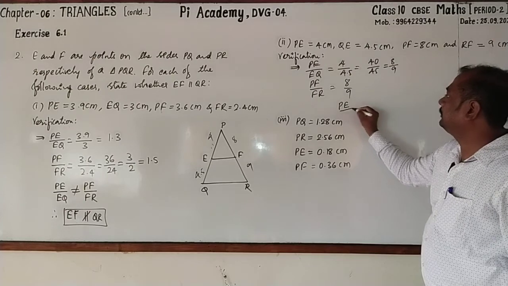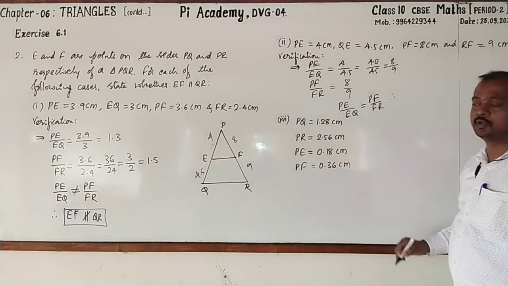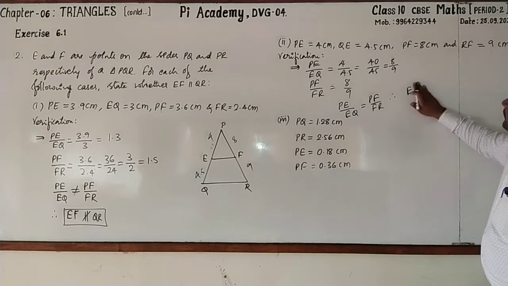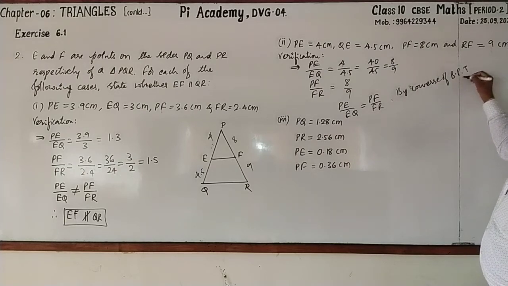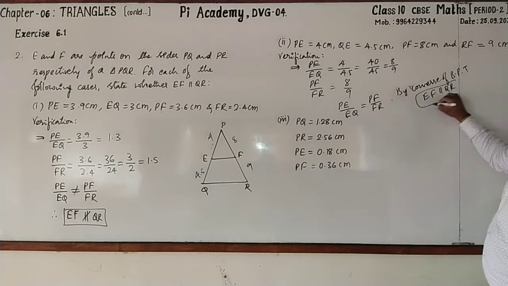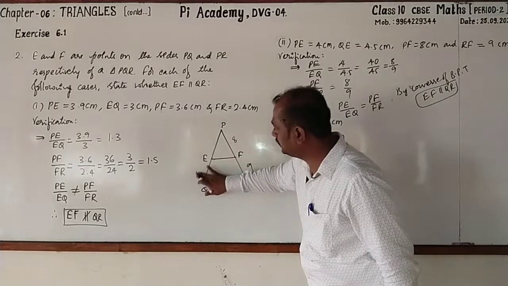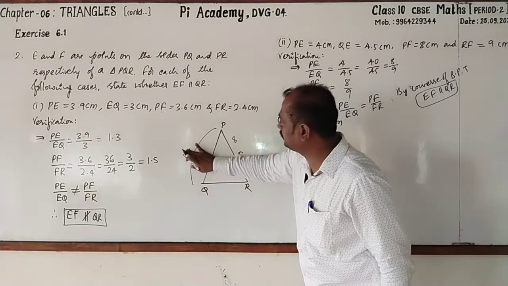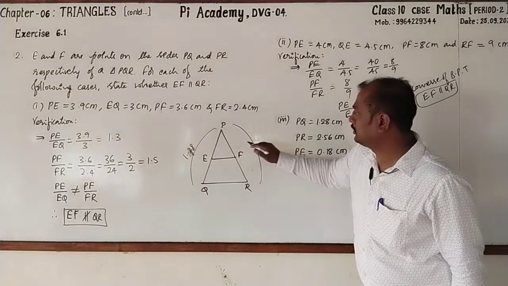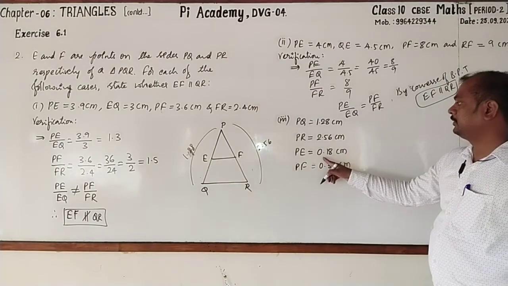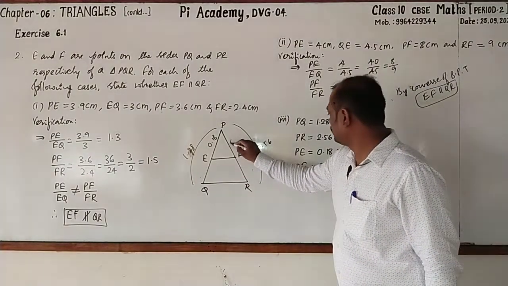Here I write PE by EQ is equal to PF by FR. Therefore, we can write EF, by converse of BPT, we can write EF parallel to QR. Got it? Next, third one, PQ 1.28. See that from here to here, 1.28. Next, PR 2.56. From here to here, 2.56. PE 0.18. Then PF, it is 0.36.